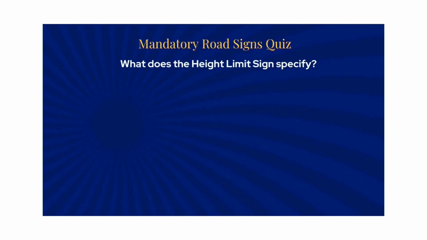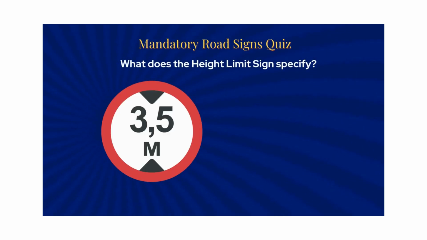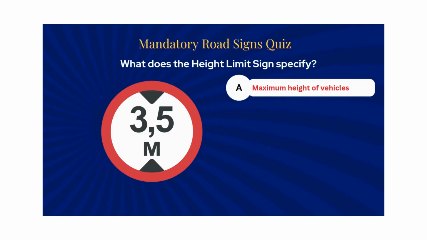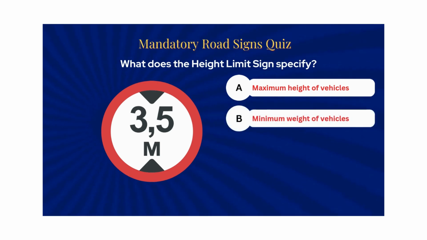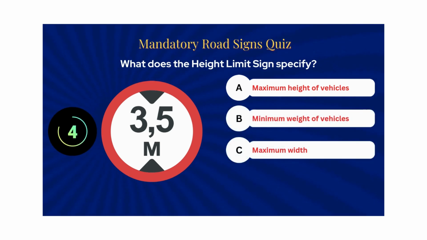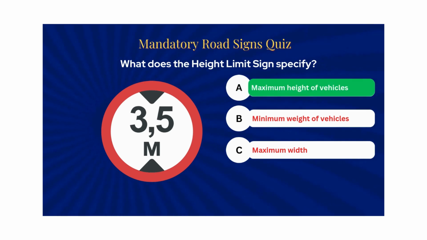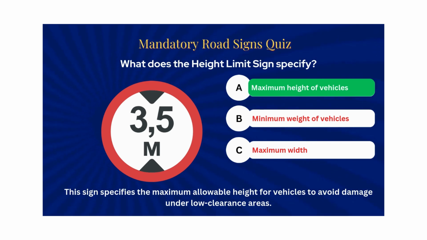What does the height limit sign specify? Options are maximum height of vehicles, minimum weight of vehicles, and maximum width. Answer is maximum height of vehicles. This sign specifies the maximum allowable height for vehicles to avoid damage under low clearance areas.